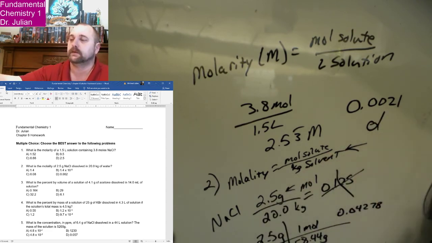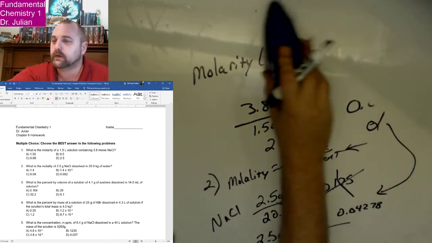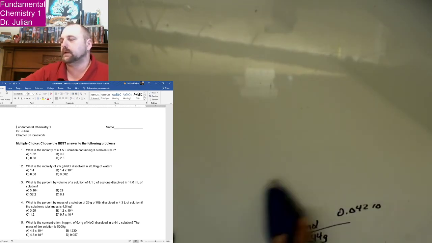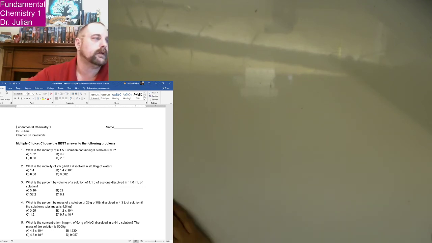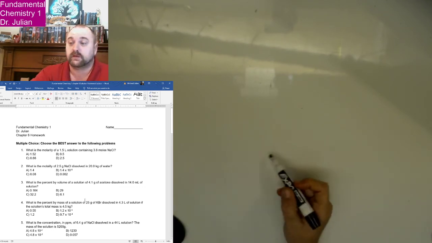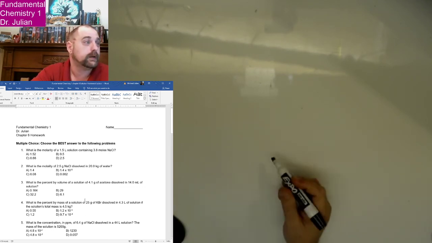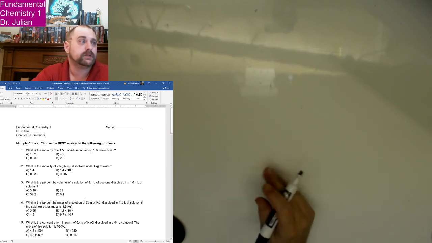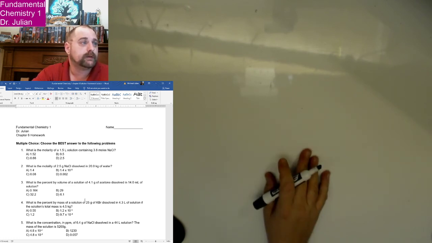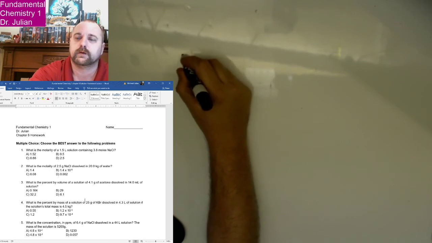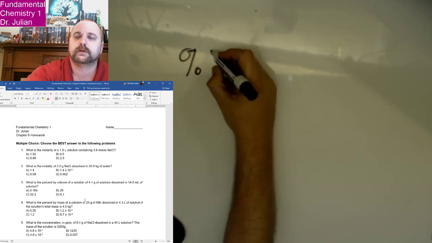Okay, so D is my answer there. Sneaky. All right. So that's why it's important you write down the definition, even though you have it on a sheet, just write it out. Percent by volume. Percent by volume is actually this one.